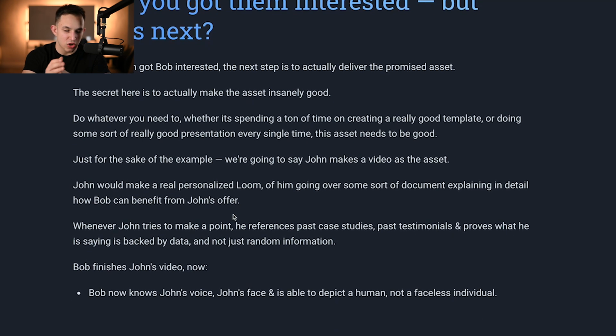Every time John tries to make a point, he's going to reference past case studies. He's going to mention past testimonials, and he's going to prove everything he's saying with real data. Now, why is this? First of all, you're establishing social proof without making it look like it's a sales pitch.